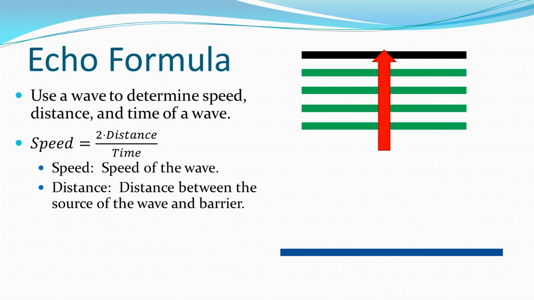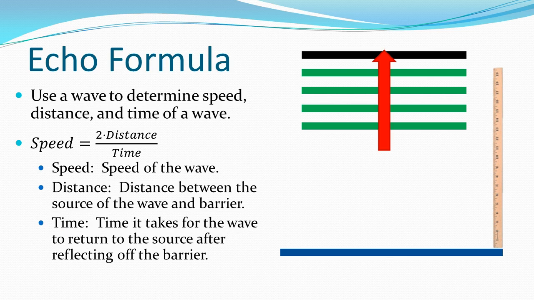The distance is distance between the source of the wave and the barrier. So that'd be this distance here. The front of the wave started and ended at the same distance away from the barrier. Time is the time it takes for the wave to return to the source after reflecting off the barrier. So the wave is sent, it reflects, and it comes back. It has to start and stop at the same place. That's the amount of time. This technology is applied a lot whenever we see sonar. So submarines use it. Naturally, bats and dolphins will use it. This is where we see things like sonar or echolocation.